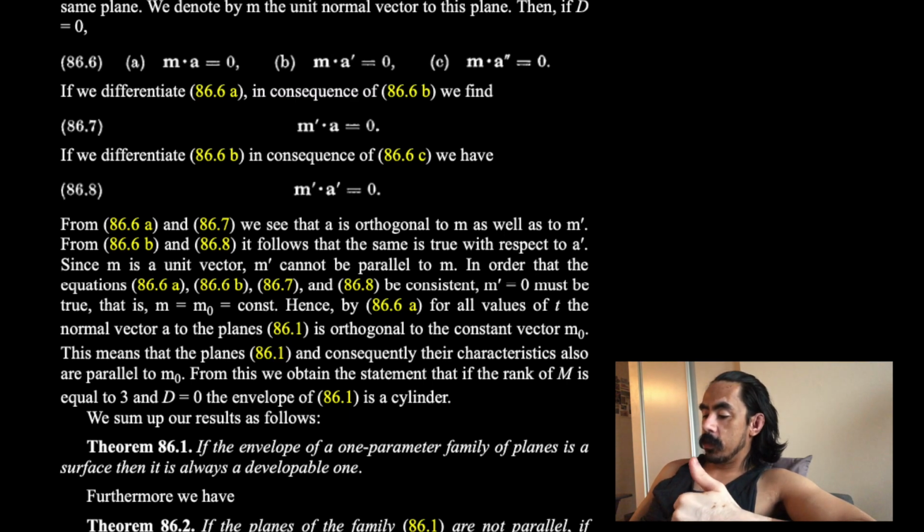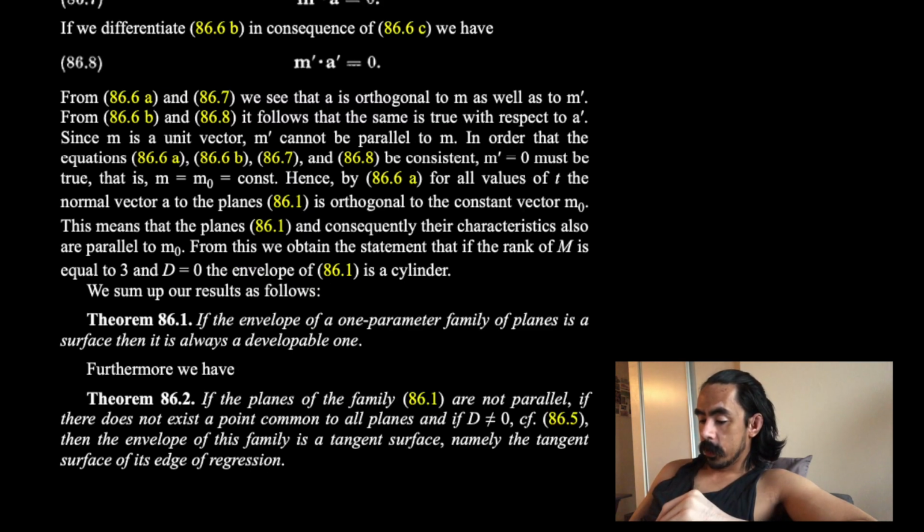From this we obtain the statement that if the rank of capital M, that 3 by 4 matrix, is equal to 3 and capital D equals 0, the envelope of function capital G equals 0, in this case, is a cylinder. We sum up our results as follows. Theorem 86.1. If the envelope of a one-parameter family of planes is a surface, then it is always a developable one.